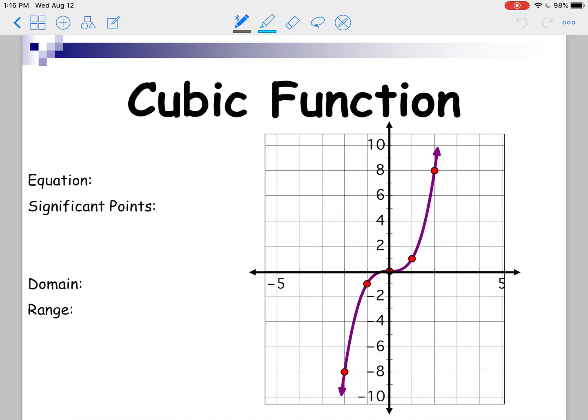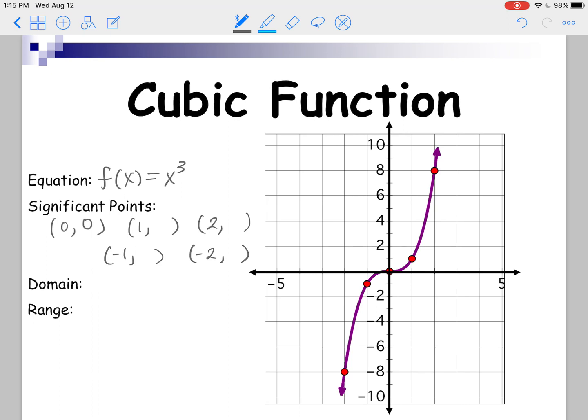Our next function is probably very new. We did not talk about this in Algebra 1, but it's very similar to quadratic. It's cubic. So this time we are going to cube all the inputs. So we're going to plug in 0 to the function. We're going to plug in 1. And we're going to plug in 2. We're also going to plug in -1. We're also going to plug in -2.